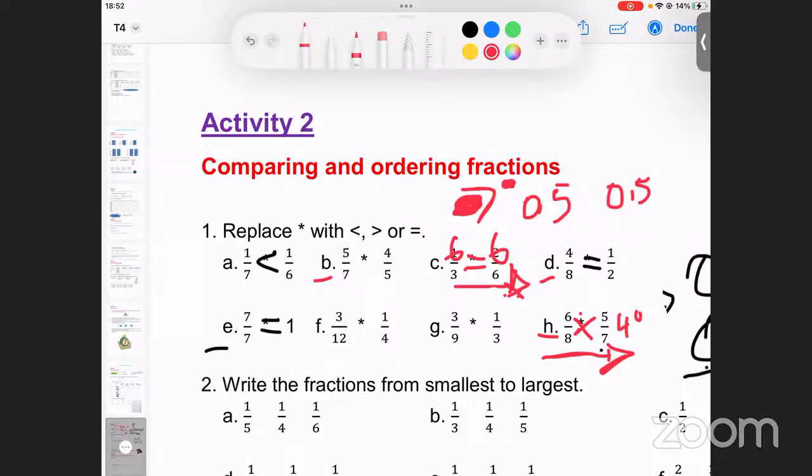Okay, so first for B, we're going to say, so can I please write it down first? Okay, no problem.